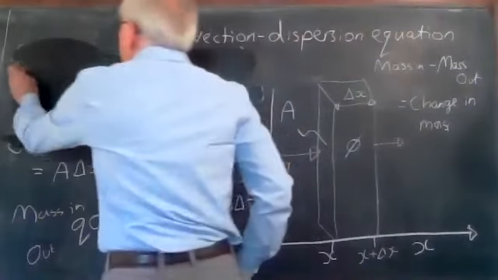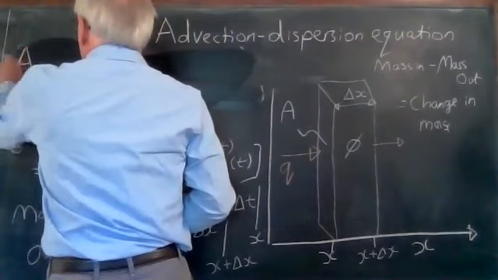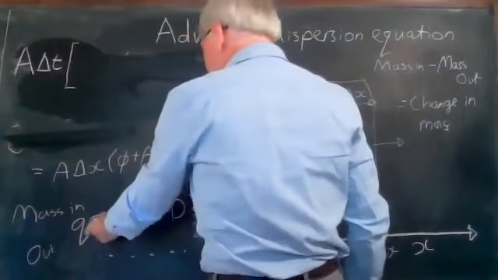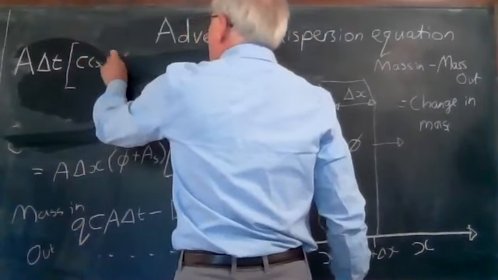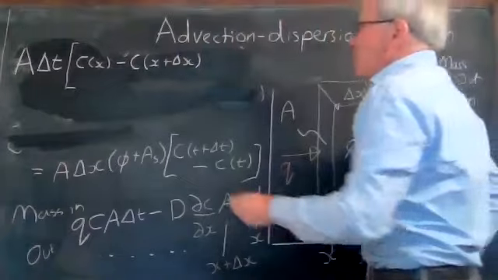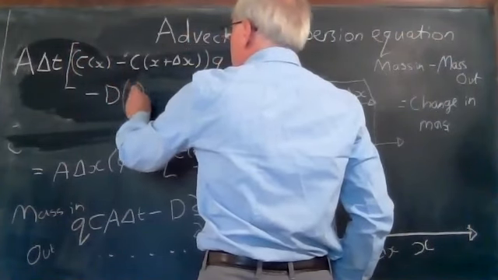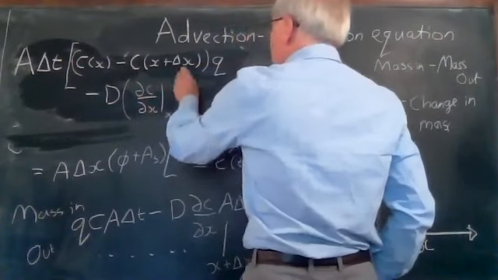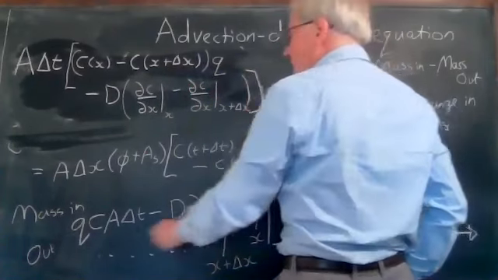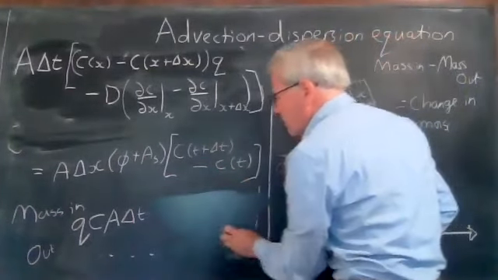So all of these terms are going to have A delta T, and then we've got the mass in, which is C at location X minus C at location X plus delta X, and that's all multiplied by Q. Then we have a minus D, and we have dc by dx at x minus dc by dx at x plus delta x. That's equal to the mass in minus the mass out. So I can actually get rid of this because we have it twice.